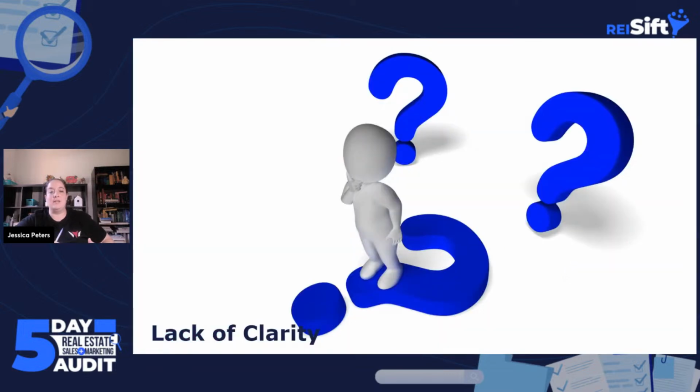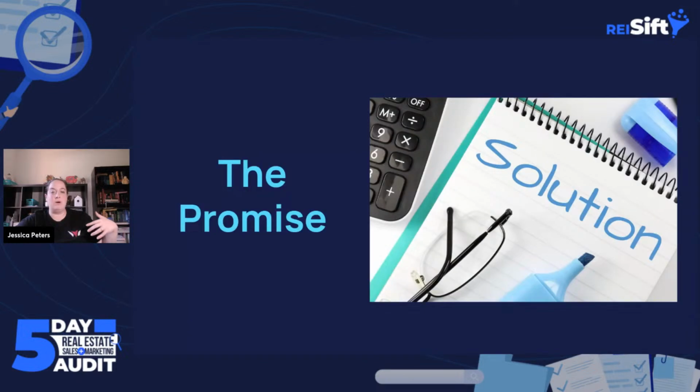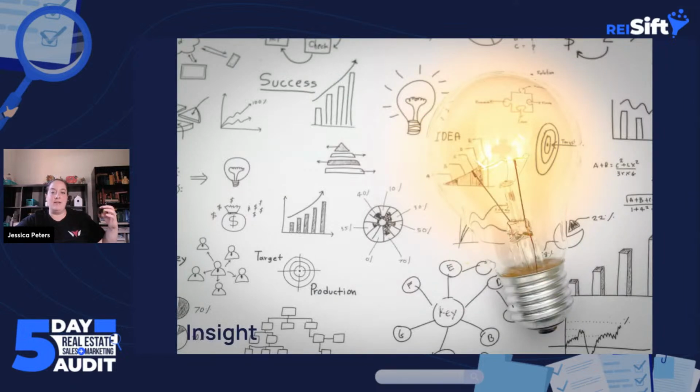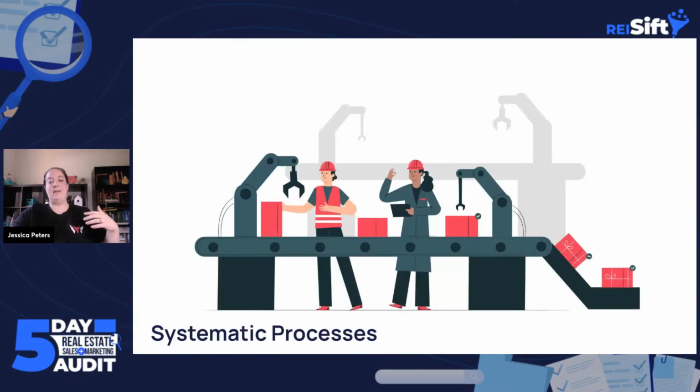You lack the clarity to know what needs to occur or what processes need to be set up. And that equals a lack of processes. So we can think about our marketing like a conveyor belt. What we want to do is have the insight to know what processes we should be doing in our marketing, the clarity of knowing what those processes are, and then being able to set up those processes. I like to think about marketing like a conveyor belt, and we'll show that in just a little bit.